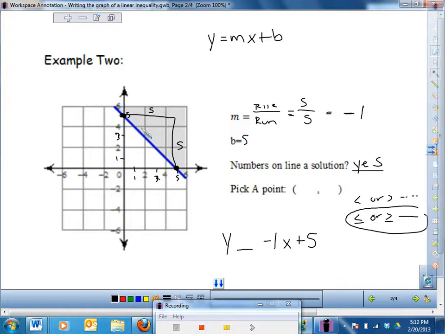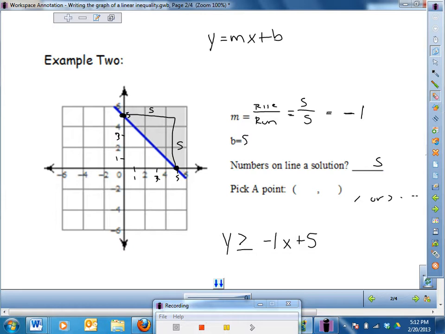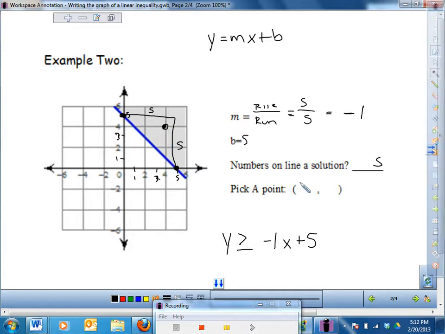I notice that I'm graphing above, so I'm thinking it needs to be a greater than, but I'm going to pick a point just to check. Erase this so I have a little bit more room. So I'm going to pick a point right here just to check, and this point is 4, 4. So let's test the point 4, 4.